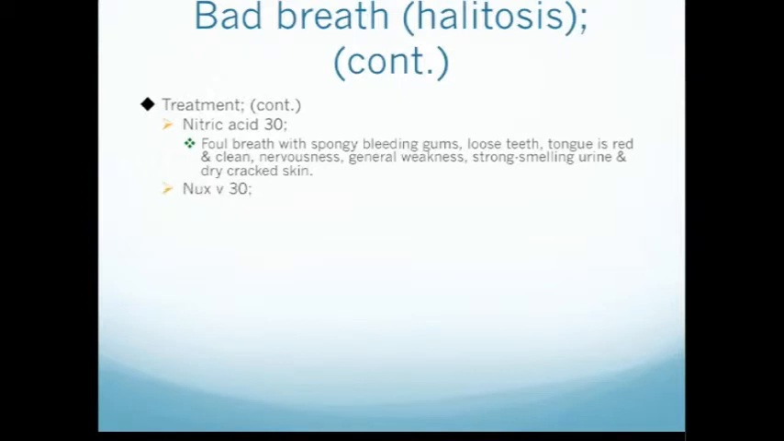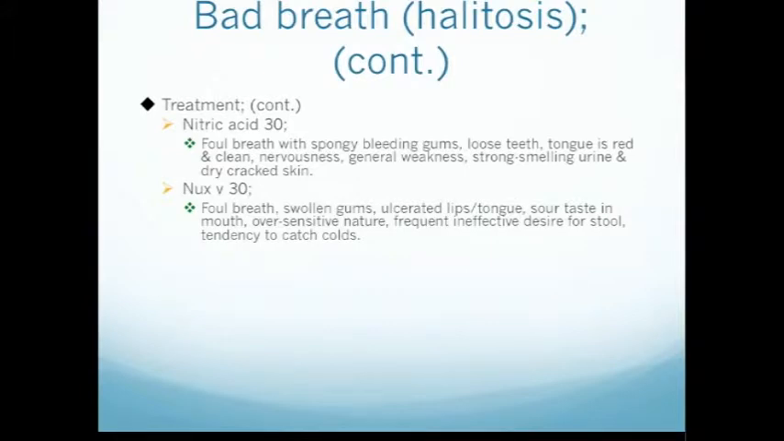Nux vomica 30 is good for those with foul breath, swollen gums, ulcerated lips, tongue, and a sour taste in the mouth. These are folks who tend to be oversensitive by nature. They may have a frequent ineffective desire for stool and a tendency to catch colds.